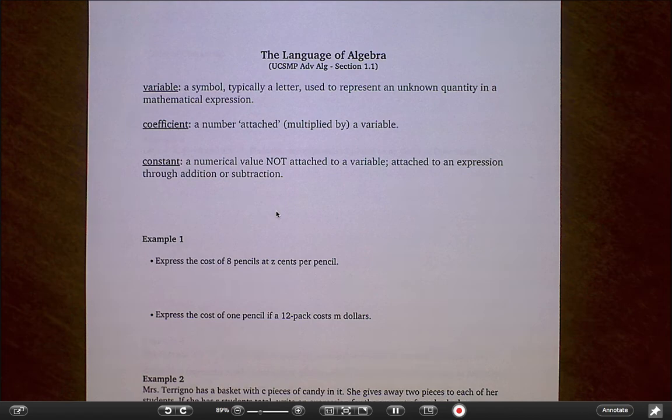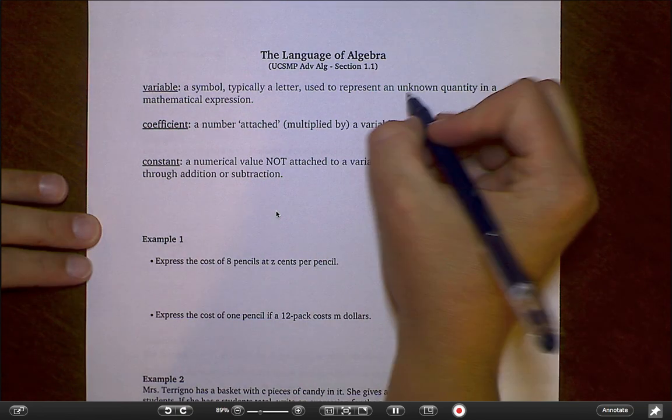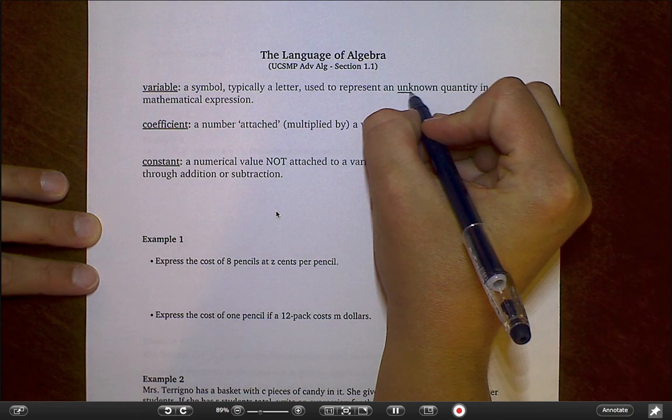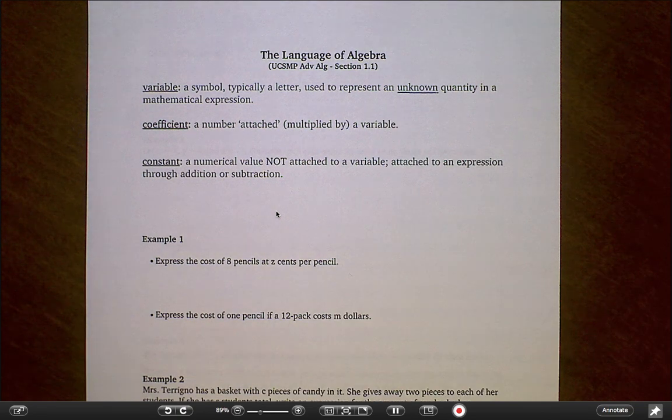First off is a variable, and this is what algebra is all about. A variable is a symbol. Typically we use a letter. You guys are probably used to X, but of course we can use any letter we want. Used to represent an unknown quantity. So variables are always things that we don't know, but that we want to find out. That's what we use variables to represent.